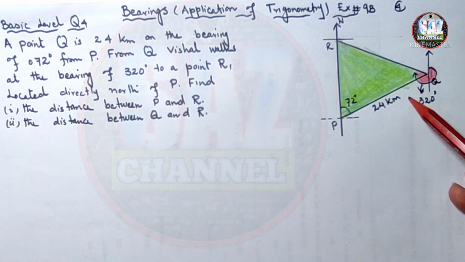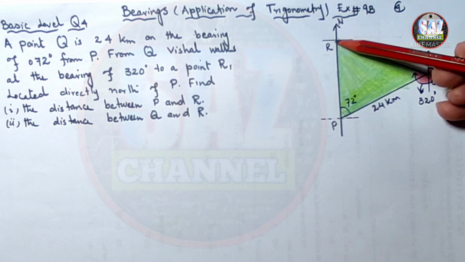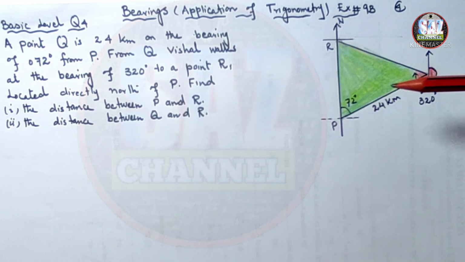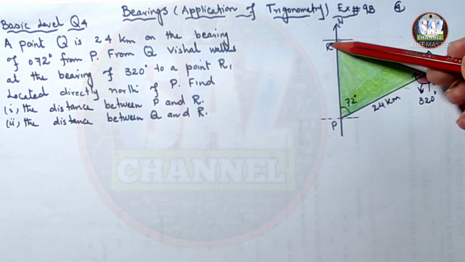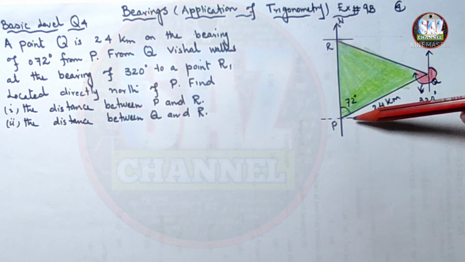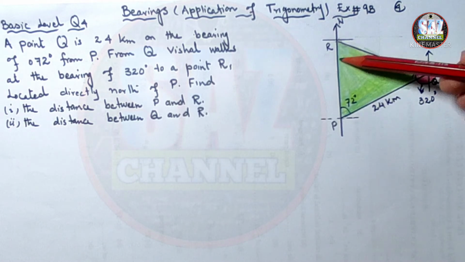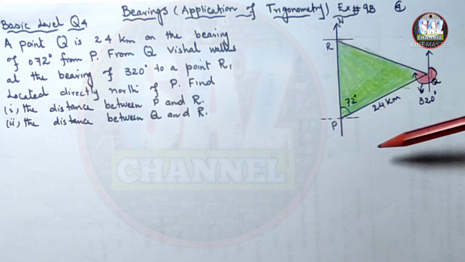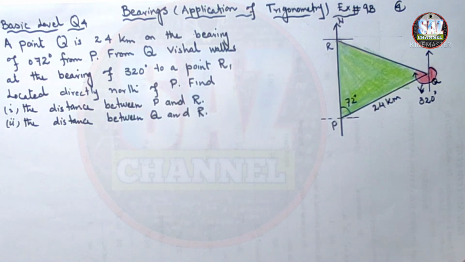and QR. Okay, if we look at the diagram, distance PR is the distance between R, the final destination, and the starting point. In order to find the lengths or angles of the triangle, whether that is a right angle triangle or an oblique triangle, we should have at least two angles or two lengths with us, but we are given one angle and one length only.